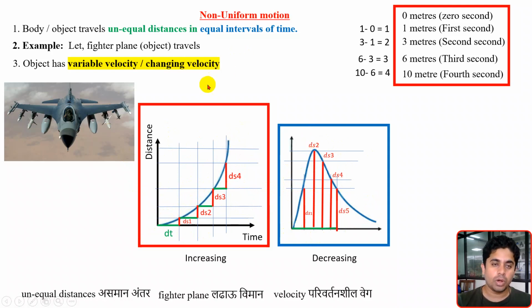Mainly for non-uniform motion, the object will travel with a variable velocity or changing velocity. But in case of a uniform motion, the object will travel with a constant velocity or the same velocity.